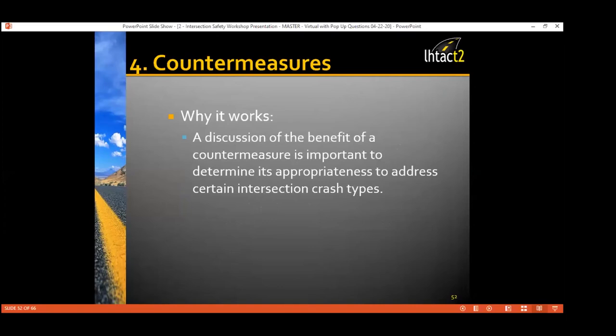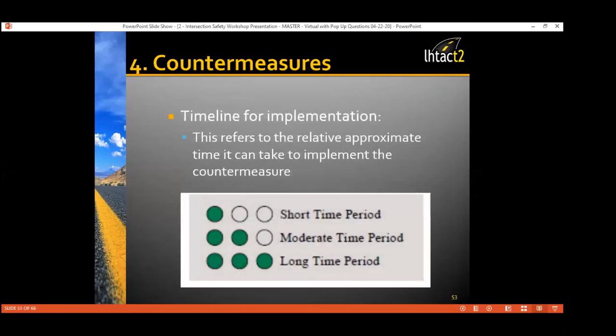Why it works can be a brief discussion on the benefit of the countermeasure to determine the appropriateness. It's important to determine the appropriateness and whether it is able to address the intersection type crashes. So we try to think about what the desired outcome of building the improvement is and what will be achieved. As we write a sentence or two about why this works in our workbook, we want to try to answer that question. Just think about what the desired outcome is going to be and what we are trying to achieve.